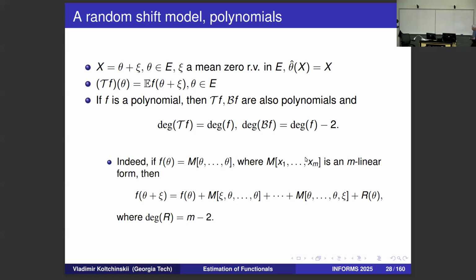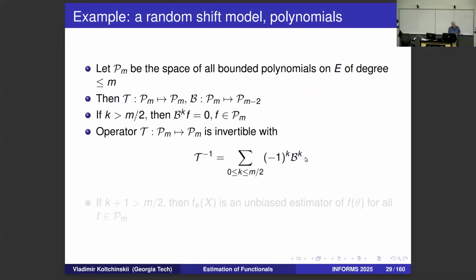Now, if we look a bit more carefully at what is happening here, if we denote the space of polynomials of degree lesser or equal than m by P_m, then what we said before is that B maps P_m into P_m minus 2. So B is a little bit like a nilpotent operator.